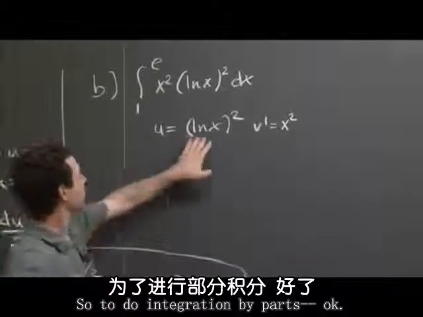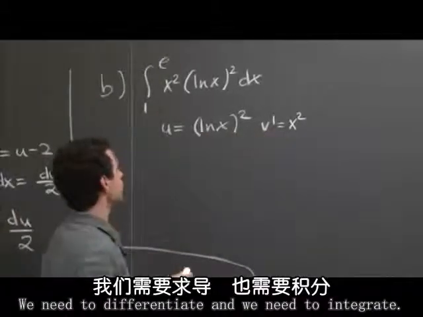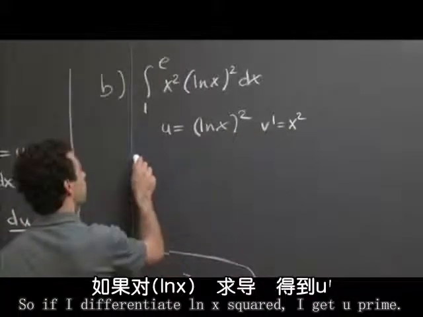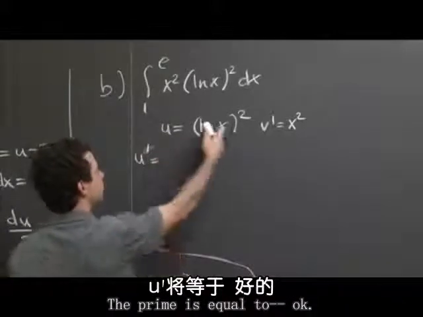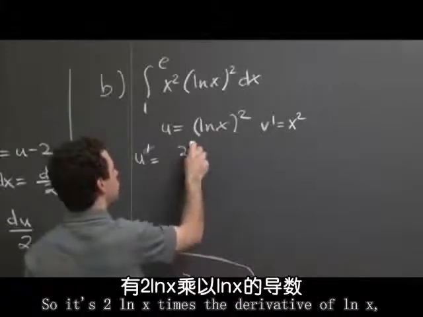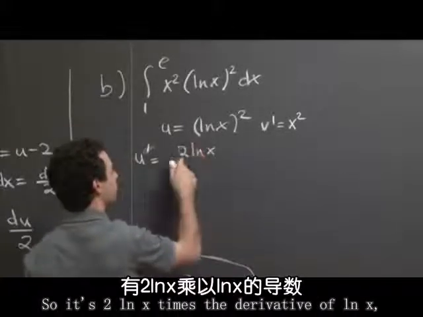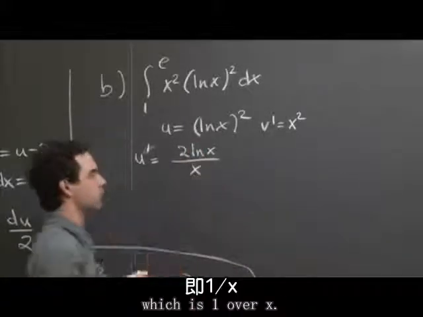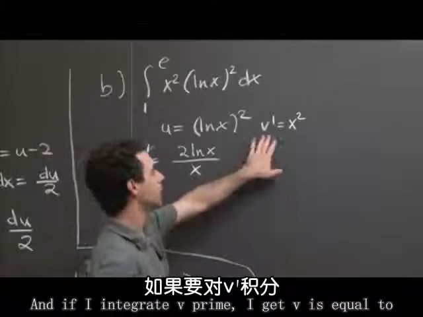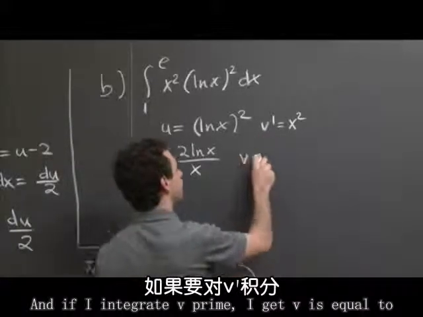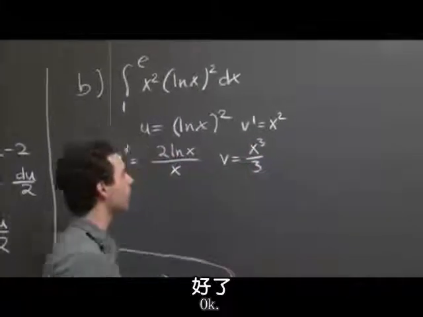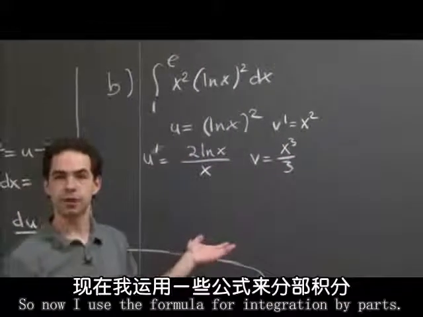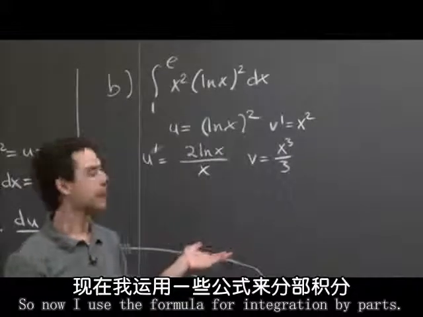To do integration by parts, we need to differentiate and we need to integrate. So if I differentiate (ln x) squared, I get u prime, and this is a little chain rule, so it's 2 ln x times the derivative of ln x, which is 1 over x. And if I integrate v prime, I get v equal to x cubed over 3. OK, so now I use the formula for integration by parts.